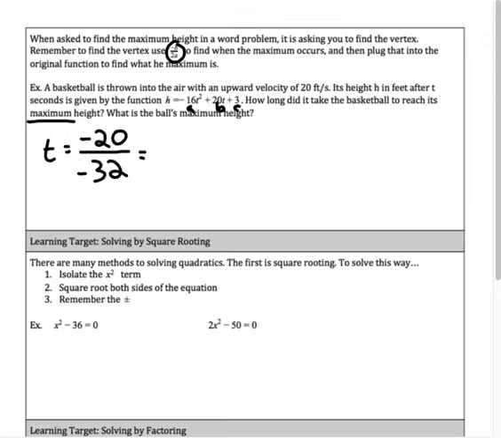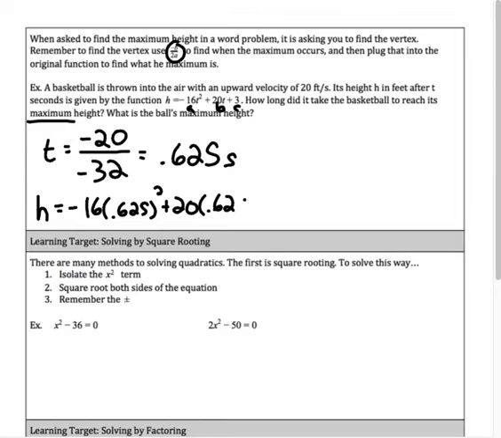And of course, this is where a calculator will come in handy. So -20 divided by -32 is going to be 0.625 seconds. So the ball will reach its maximum height after 0.625 seconds. Then to find what that maximum height actually is, we take that 0.625 and we plug it back into that original function. And of course, this is definitely going to be done on your calculator.